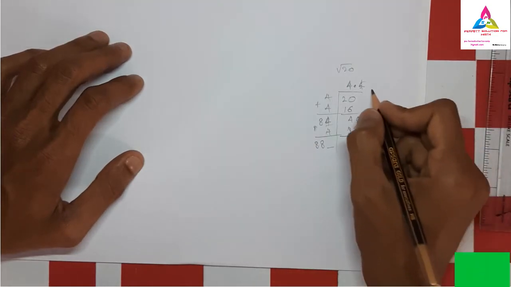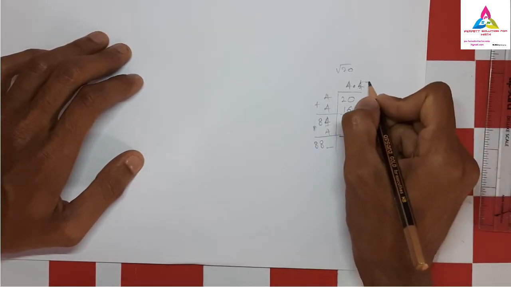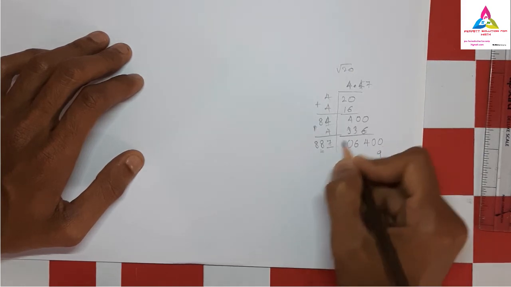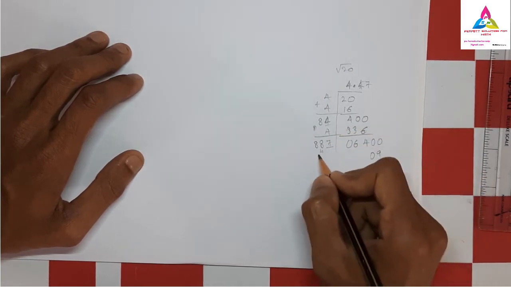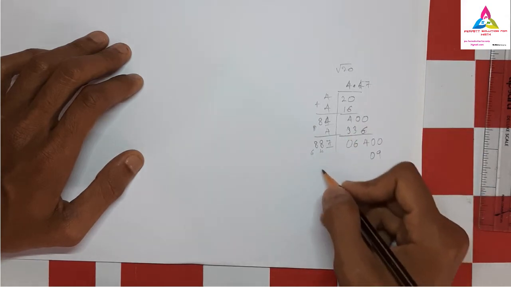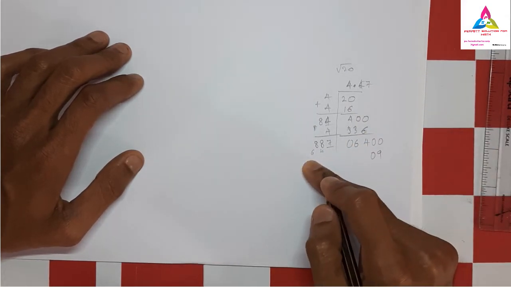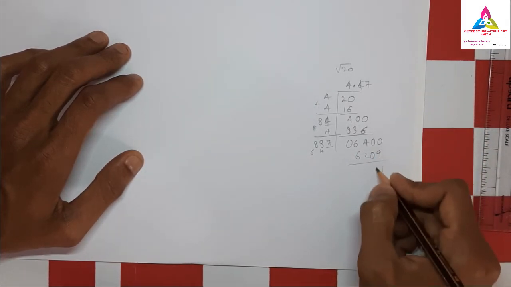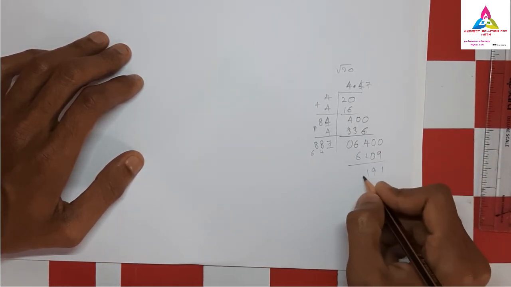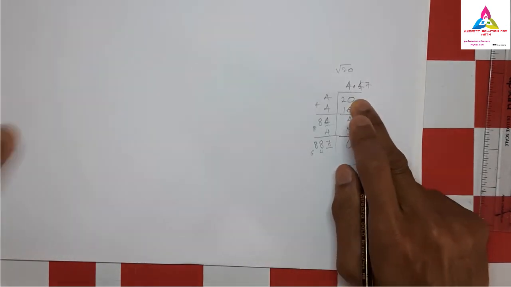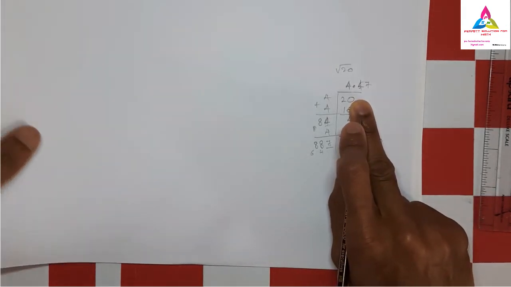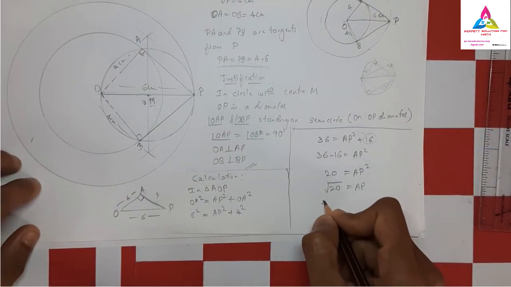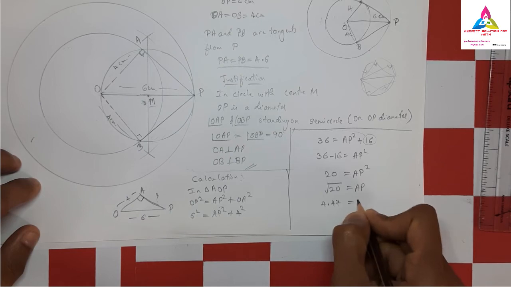You can take 8, but if you take it a little more, so I will take 7. So 7 7s are 49, 7 8s are 56, 60. So 7 8s are again 56, 56 plus 6 is 62. So it is enough. Again if you calculate, 1 will remain, it will be 9, here will be 1. Okay, so it is 4.47. You are going to get the root 20 value as 4.47. So instead of this root 20 I can write down 4.47, that is equal to AP.